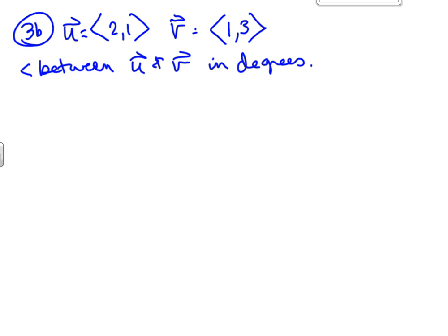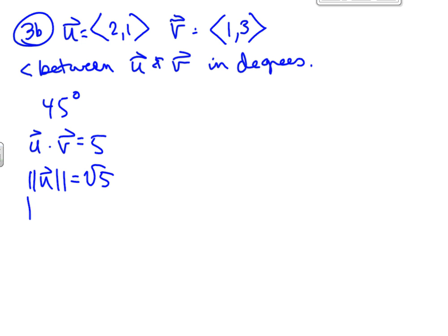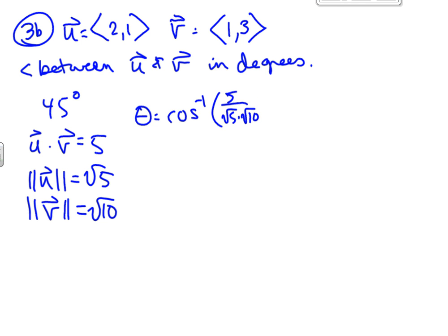What did you get? 45 degrees. How many people got 45 degrees? Okay, good. It is 45 degrees. I'll just write parts of the answers. U dot V, am I right in saying that's 5? The magnitude of U is the square root of 5, and the magnitude of V is the square root of 10. So theta is the inverse cosine of 5 over the square root of 5 times the square root of 10. And that should all work out for you.